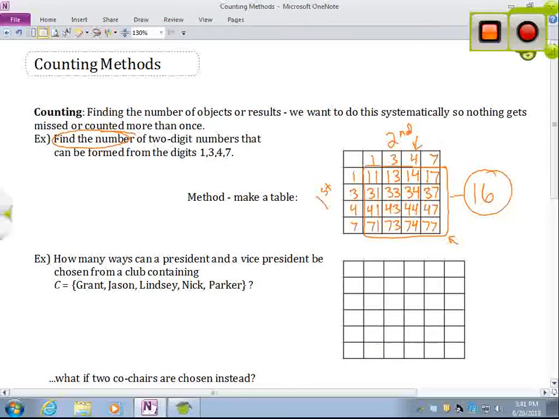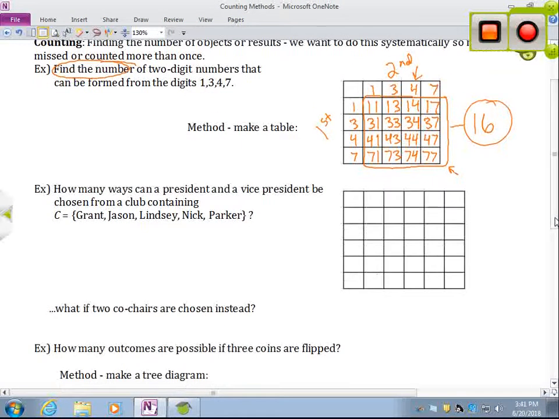Using a table for another example, it says how many ways, so again, a numerical question, can a president and a vice president be chosen from a club containing, and our club is the set of Grant, Jason, Lindsay, Nick, and Parker. We have 5 different names here. I'm going to put those into the table the same way we did before, with the president along the rows and the vice president up here as the columns.